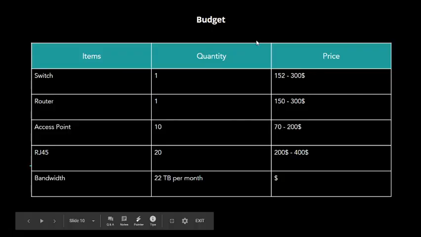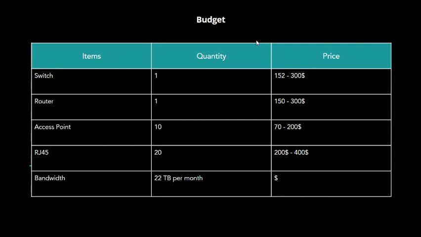The budget cap for this implementation is around $1,800. We calculated this based on the current value range of each of these materials. A switch costs between $152 and $300, and a router between $150 and $300. Because we only need one switch and one router, we only look at that range and then try to estimate between the two.